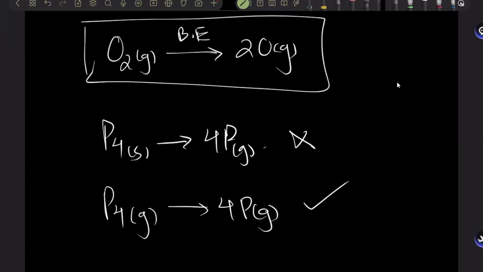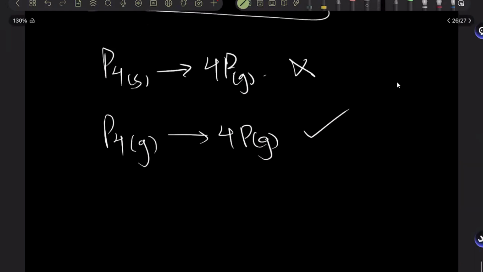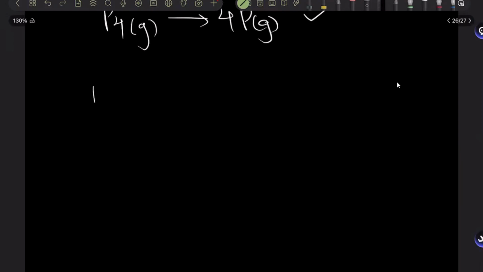Now we also studied another energy change in which we were forming gaseous atoms, just like we're forming them in bond energy. What was that energy change? We studied another energy change yesterday in which we used to make gaseous atoms. Atomization, right? But there's a difference between atomization and bond energy. So we should know the difference between atomization and bond energy.